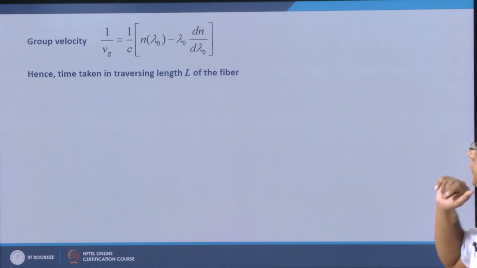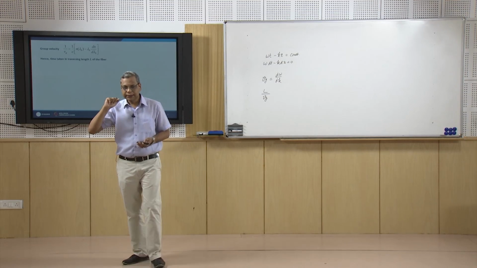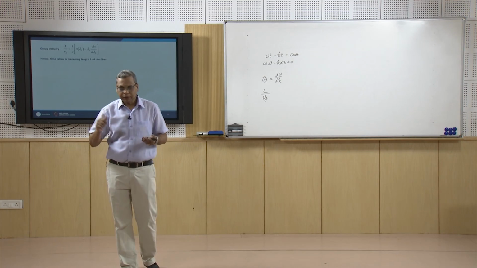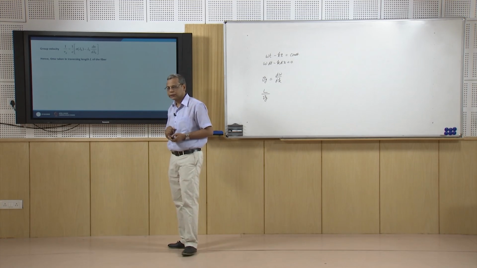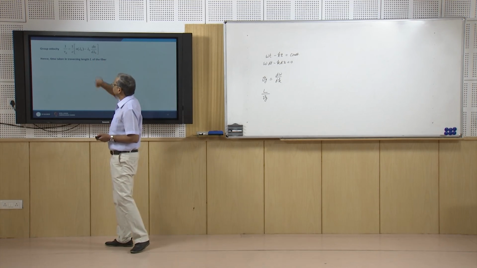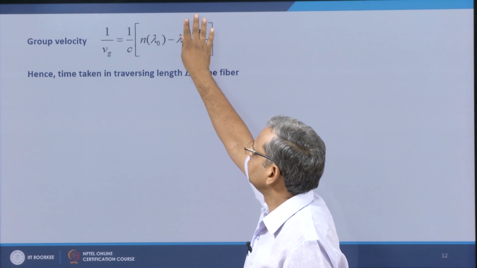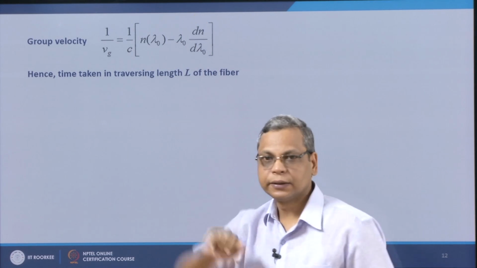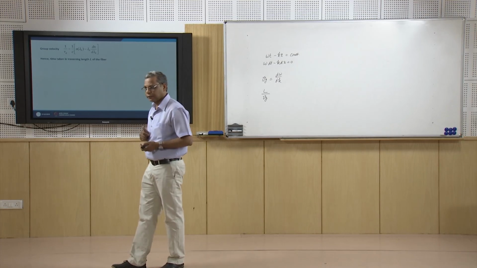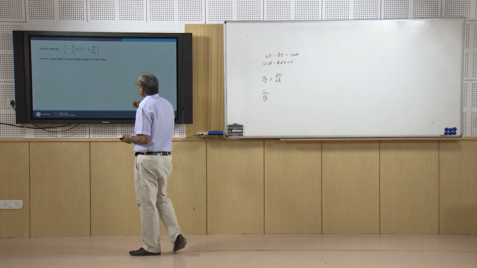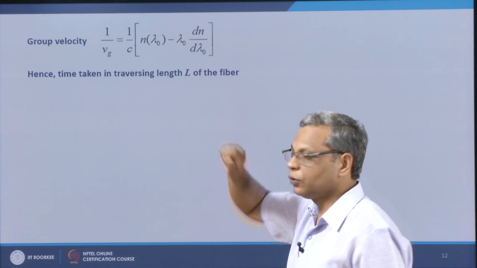Now, look at it. If I have a single wave having wavelength lambda naught and there are no other wavelength components, then this dn over d lambda naught is 0, and I simply get 1 over Vg is equal to n by c, or Vg is equal to c by n, which is nothing but the phase velocity. But when I have a group of waves, then this extra term comes into the picture.